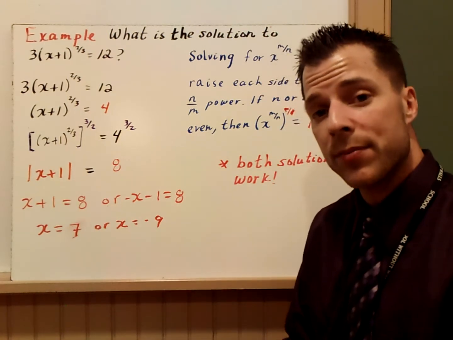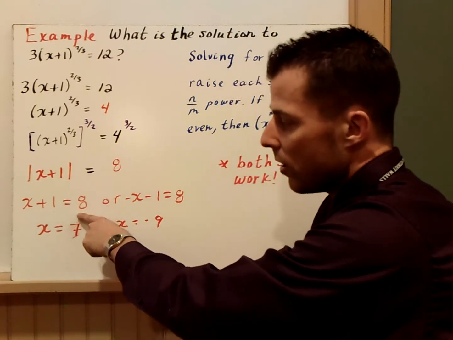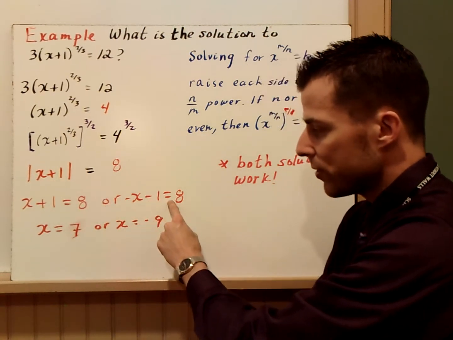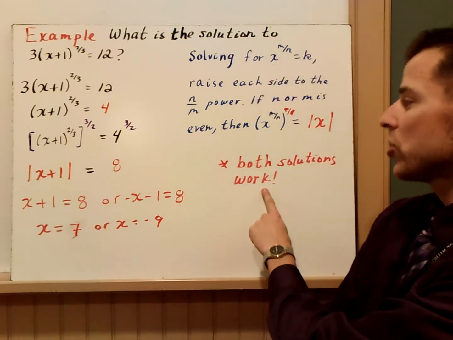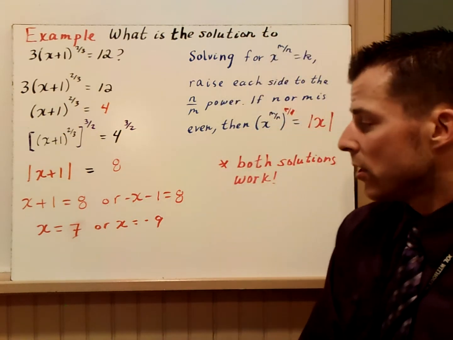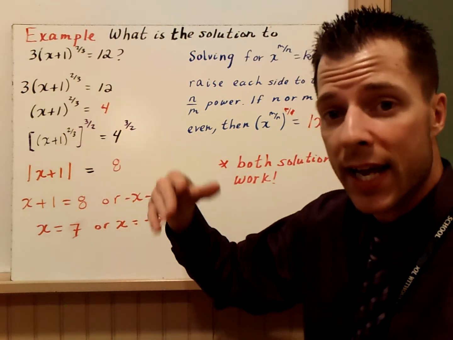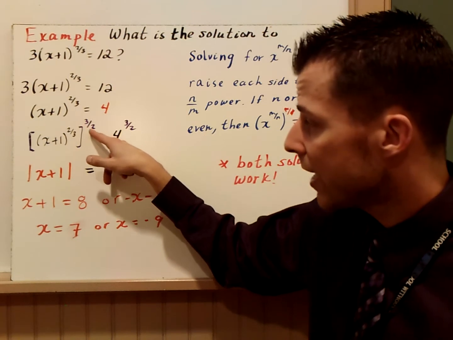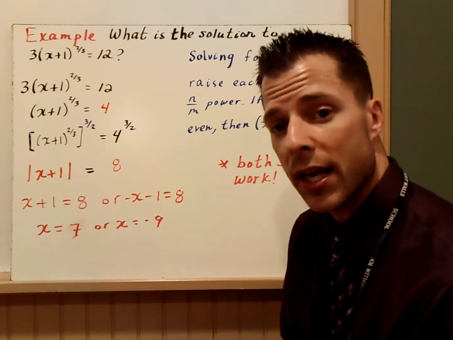Now we have an absolute value equation, so we write just what we see here, x plus 1 equals 8, and the other equation is you take the opposite of every term in here, which is negative x minus 1 equals 8. So now we have two possible solutions, 7 or negative 9. Both answers check out. So the solution to this equation is x equals 7 or x equals negative 9. Be very careful when you're raising either side to a power or an exponent: if the numerator or denominator in that fraction is even, then you have to use the absolute value.